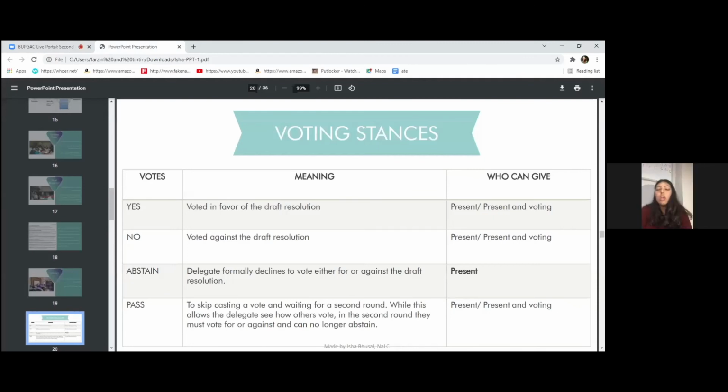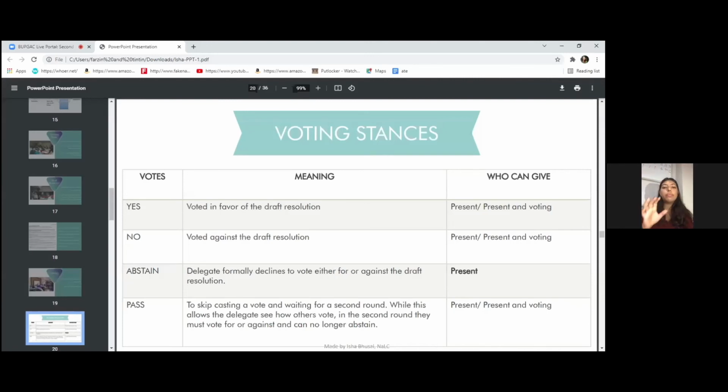Oh yeah. When you're raising motions and everything, all of you must vote. Every delegate must vote during that period. You only have the right to abstain in the draft resolution. Everything else must be voted upon. You must give your stance, either yes or no. But if you have only said present, then only in the draft resolution do you have the right to abstain. If you say pass, your turn will come again and you must give your vote then. I hope this voting stance is clear.